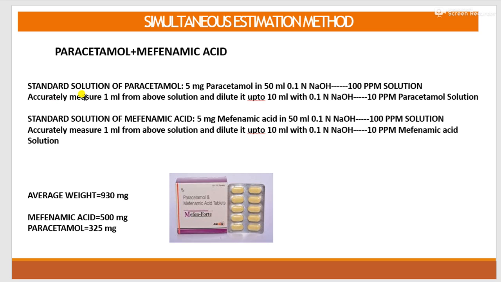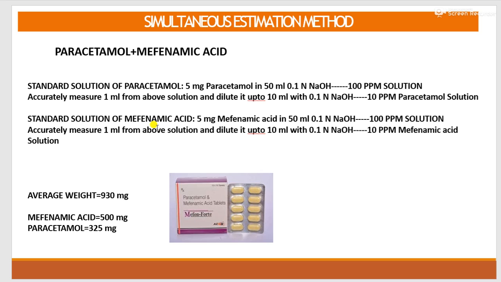To start with, first you have to prepare the standard solution of paracetamol. Weigh 5 milligram of paracetamol and dissolve in 50 ml of 0.1 normal NaOH to prepare a 100 ppm solution containing paracetamol. From this, accurately measure 1 ml of solution and dilute it up to 10 ml with 0.1 normal NaOH to prepare a 10 ppm paracetamol solution.